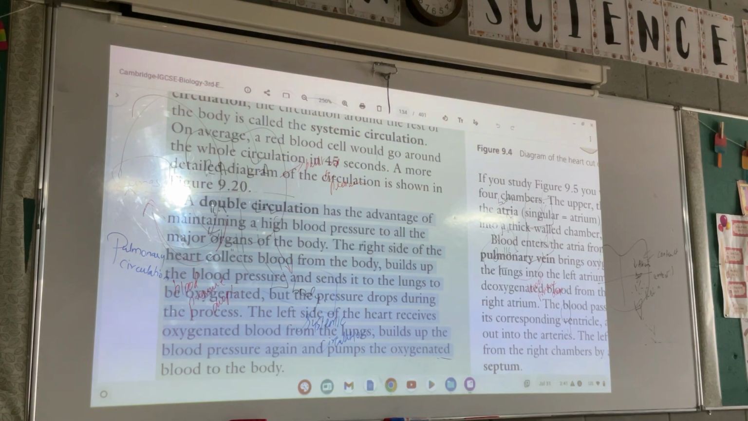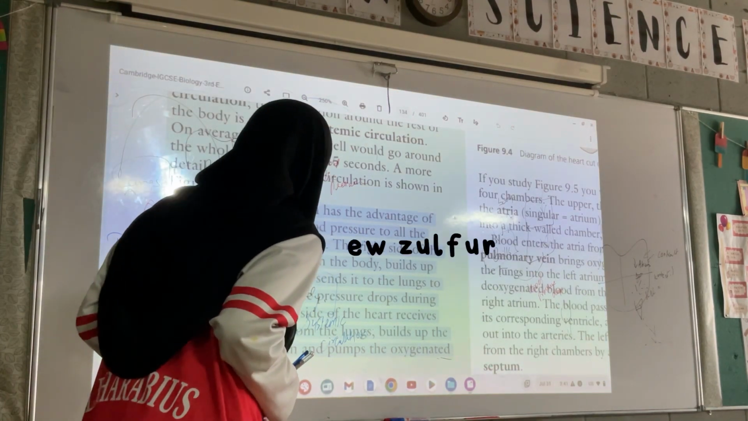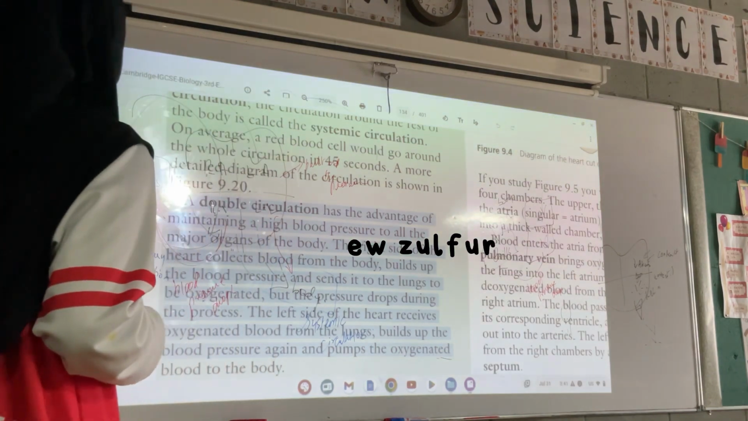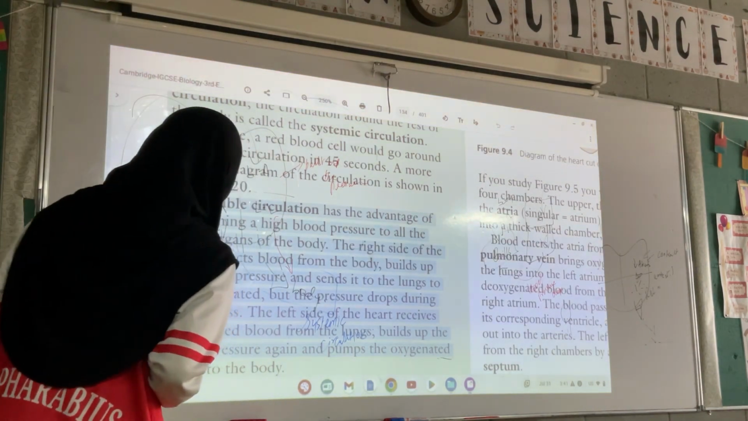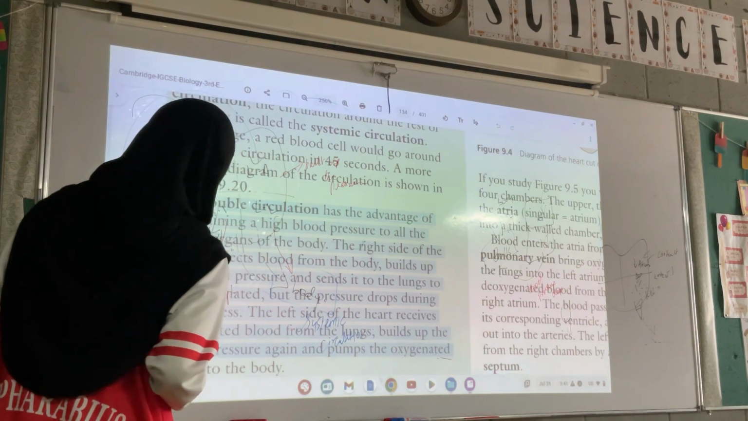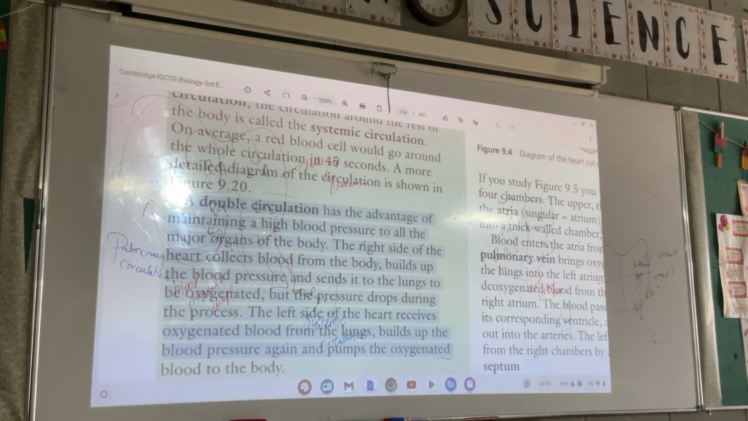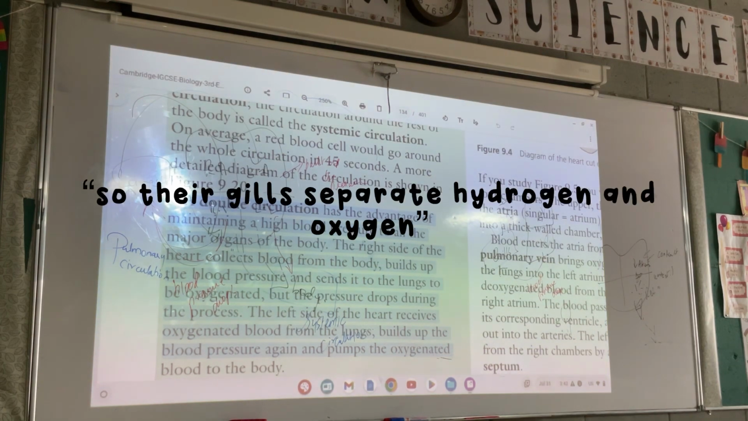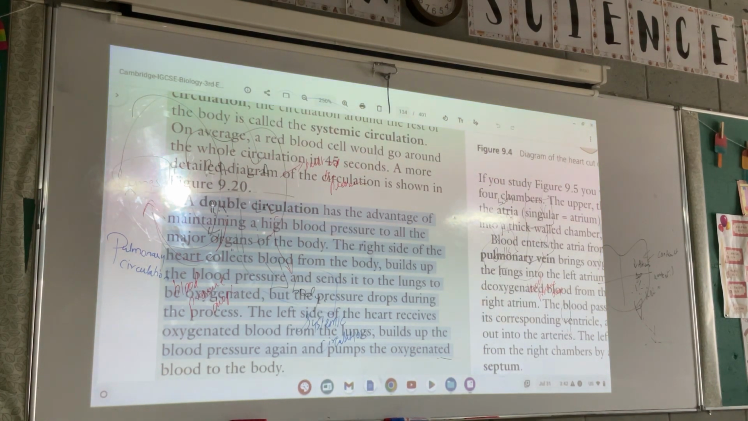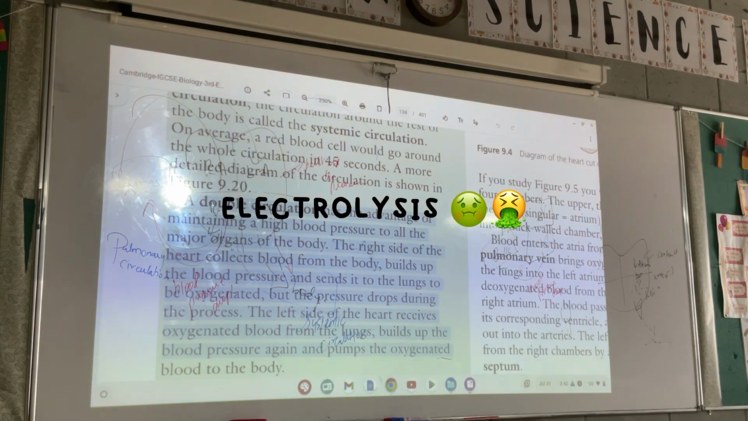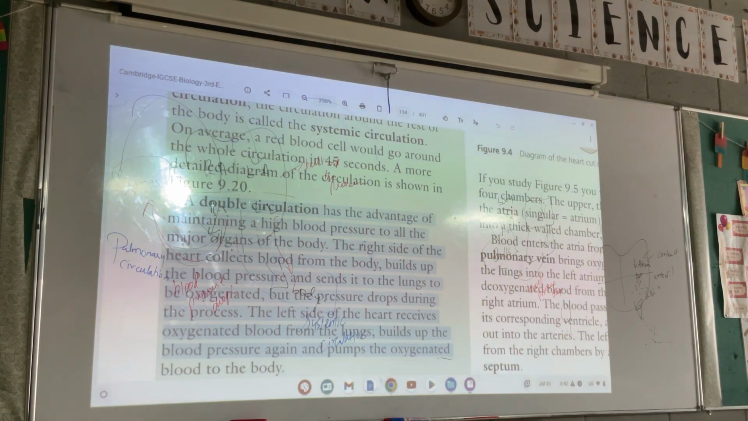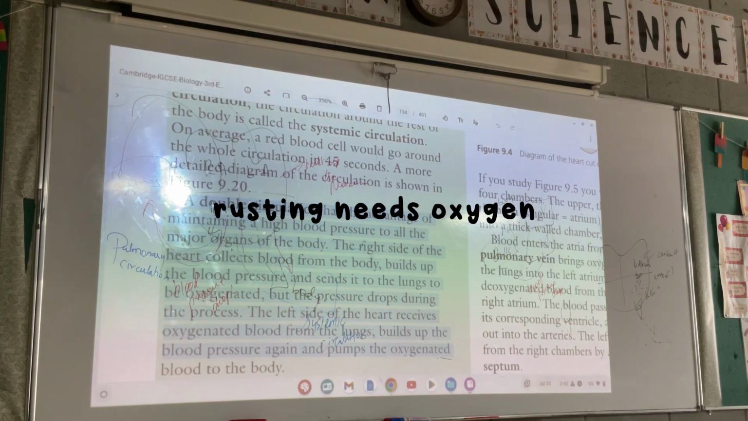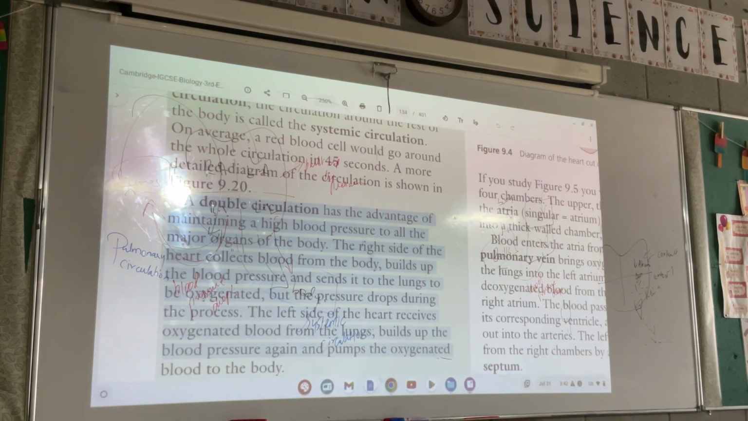Why do they breathe? Because it is the same, oxygen and carbon dioxide. But then how did the book say that? I mean, the water also has oxygen in it, right? So they get oxygen from there. So they breathe in and out also. This is water. How in their gills did they separate the hydrogen and oxygen? Electrolysis. Like if you have learned before about rusting, rusting means oxygen. So water can also cause rusting because water has oxygen, right?